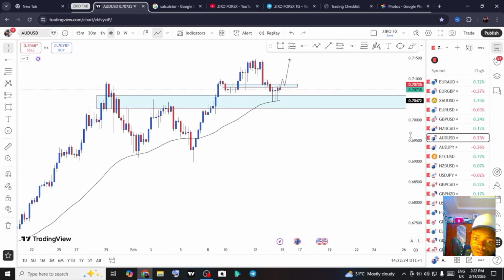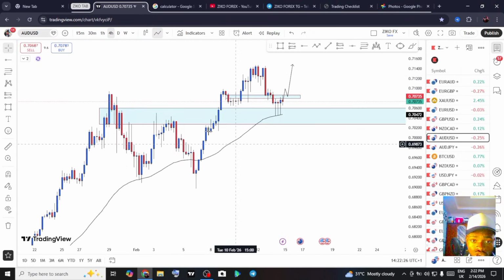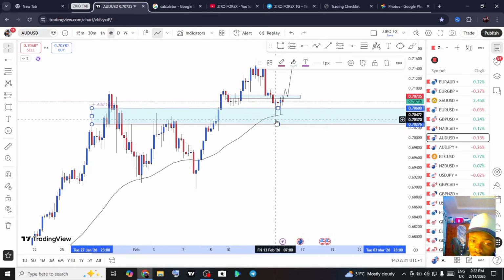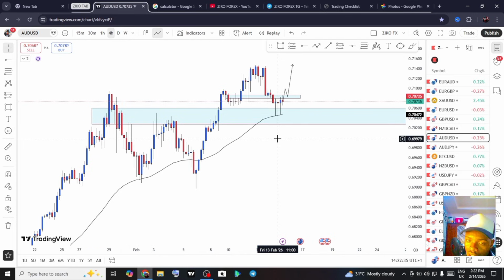AUD USD. So AUD USD, I need to make sure that you guys understand that this area of interest is actually a 4 hour area of interest, right? So it's not a very strong one, but it's very probable that we can reject off of this area because we have clearly seen... Let me come closer to show you guys.